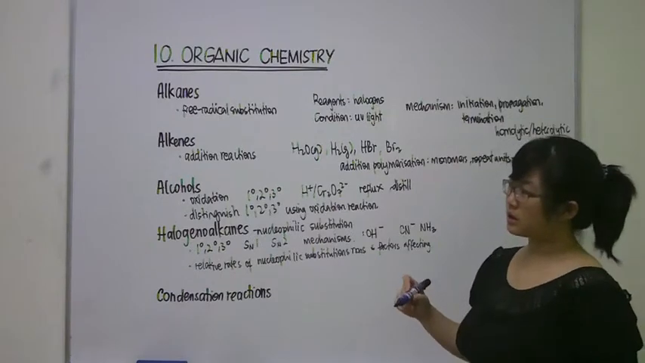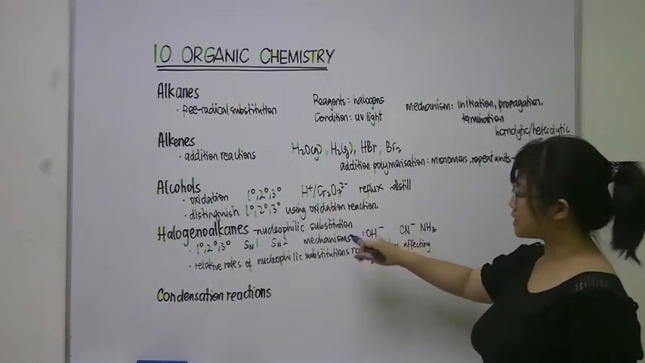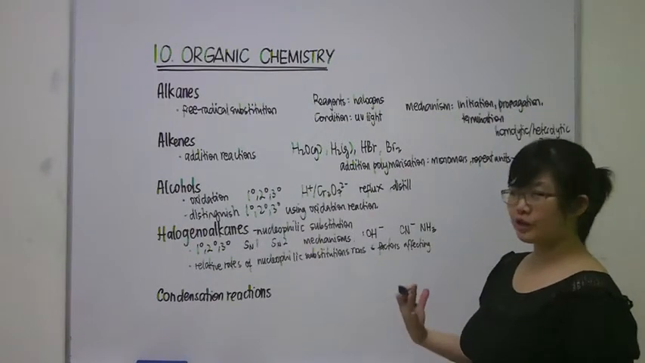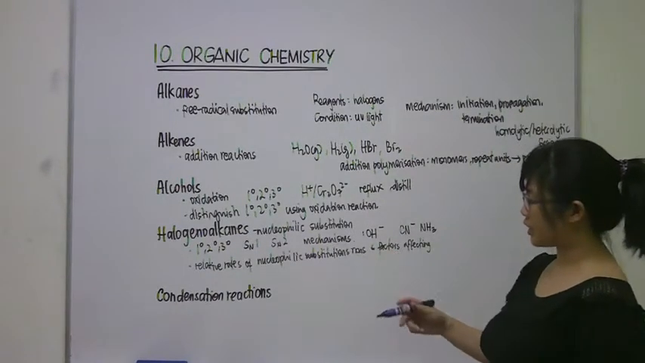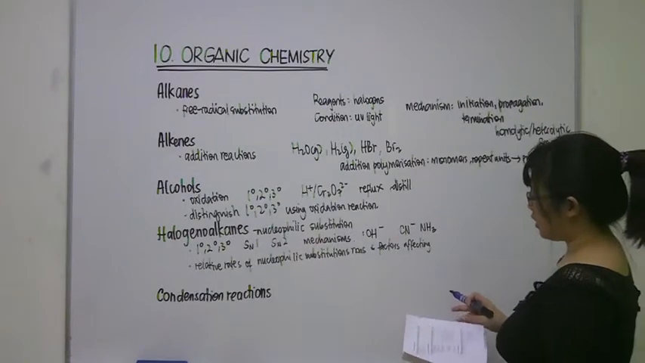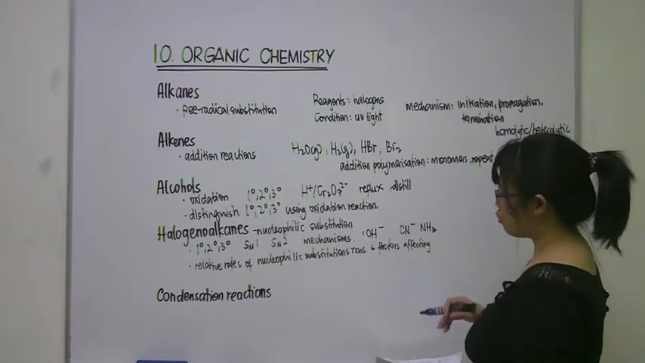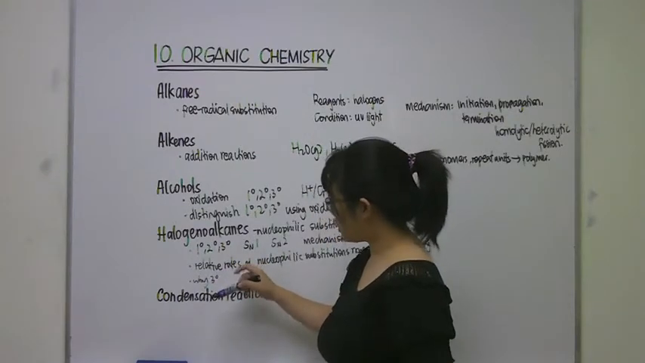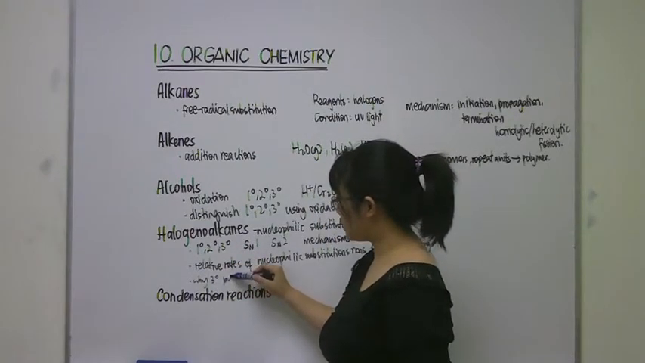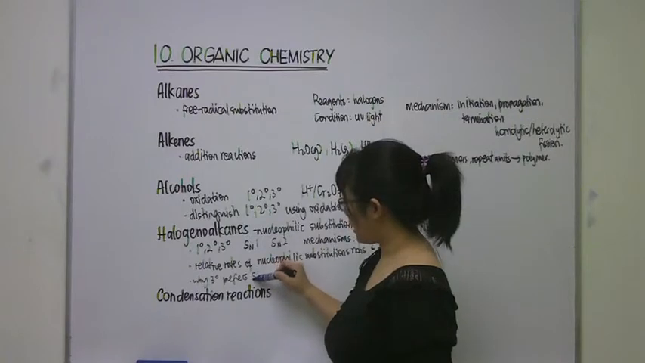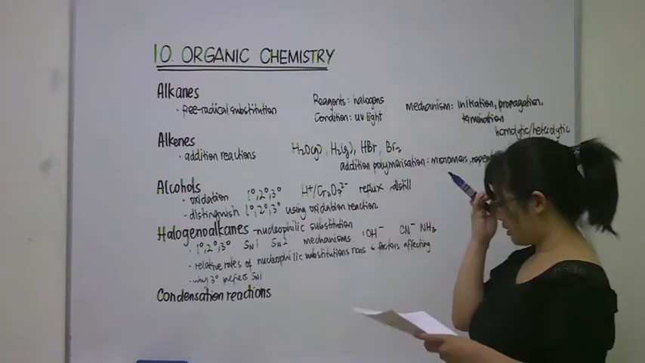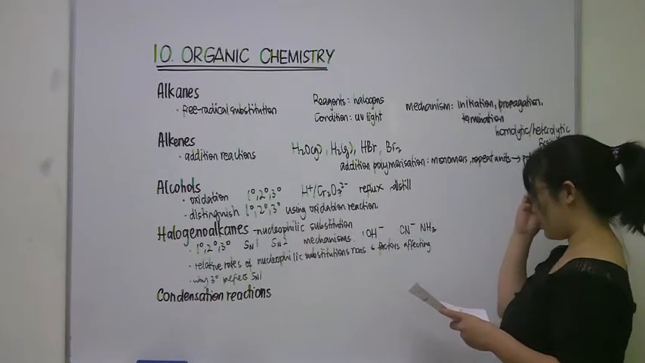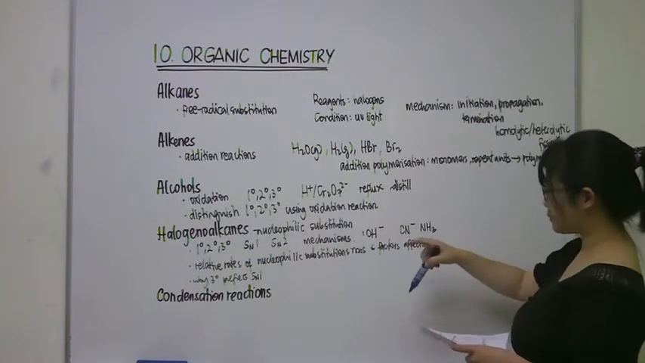Namely, the type of halogen attached to your halogenoalkane and the strength of the nucleophile. So that will affect the rate of reactions. Also, you need to explain why tertiary halogenoalkanes prefer the SN1 mechanism. Okay, and from here.